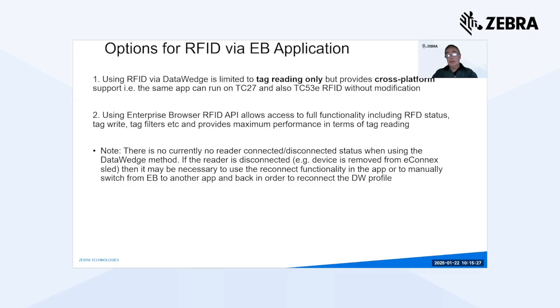But basically, that's one of the main differences, or I'd say the main limitations of DataWedge, that currently we don't have that connected, disconnected status. Whereas if we use the full RFID API, option 2 in this list, then you will get that connected, disconnected status.